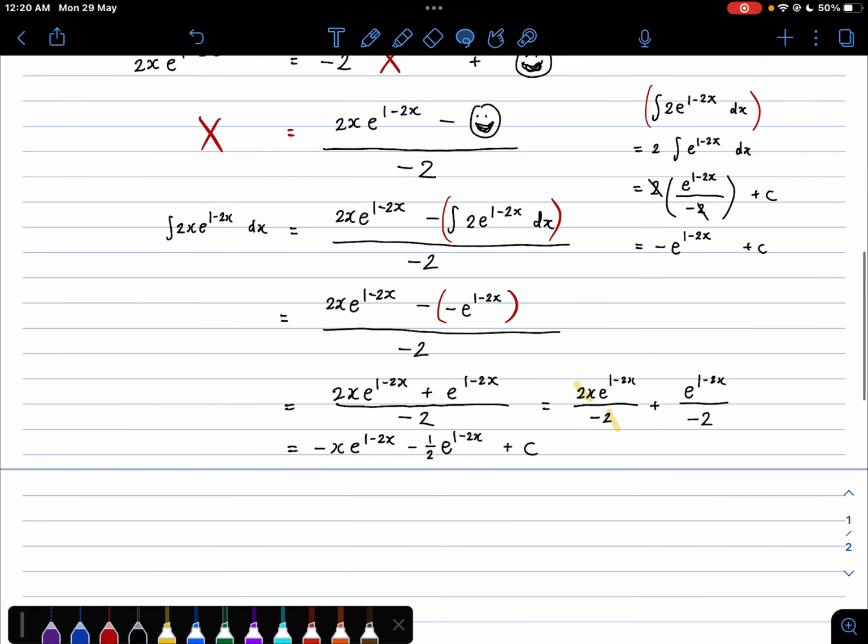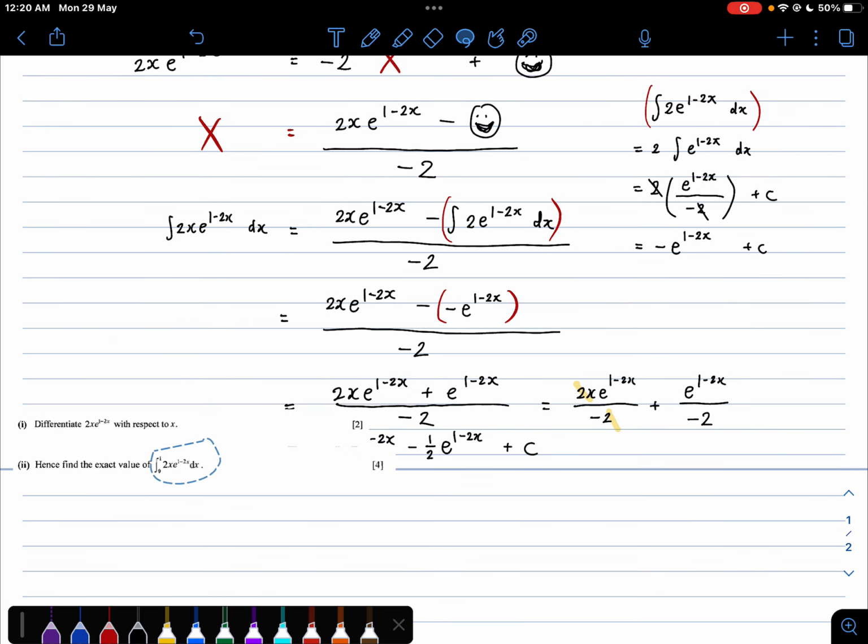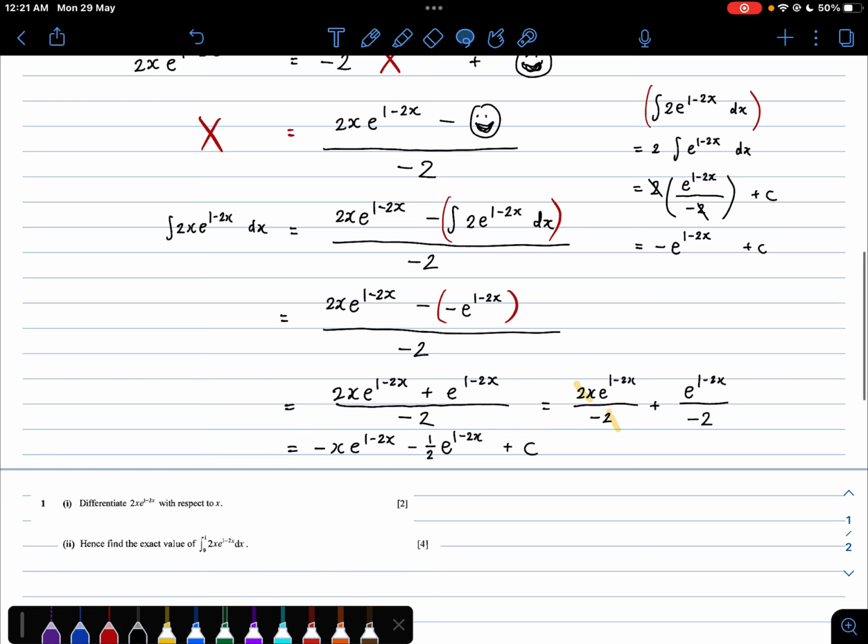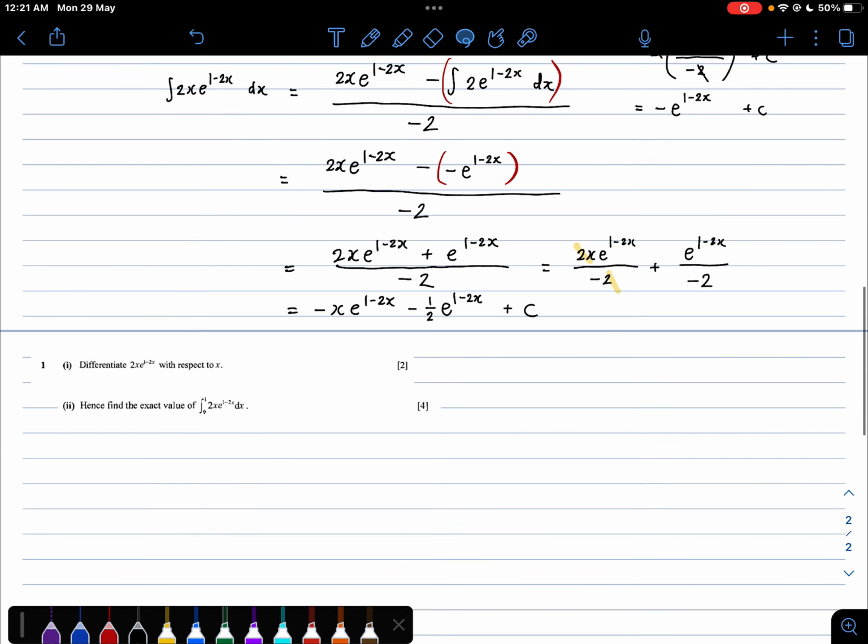The definite integral of 2x times e power 1 minus 2x dx over here from 0 to 1, right? So the next line, what we need to do is to copy this expression, but replace the lower and upper limit with 0 and 1, and then we just have to copy the expression over there.